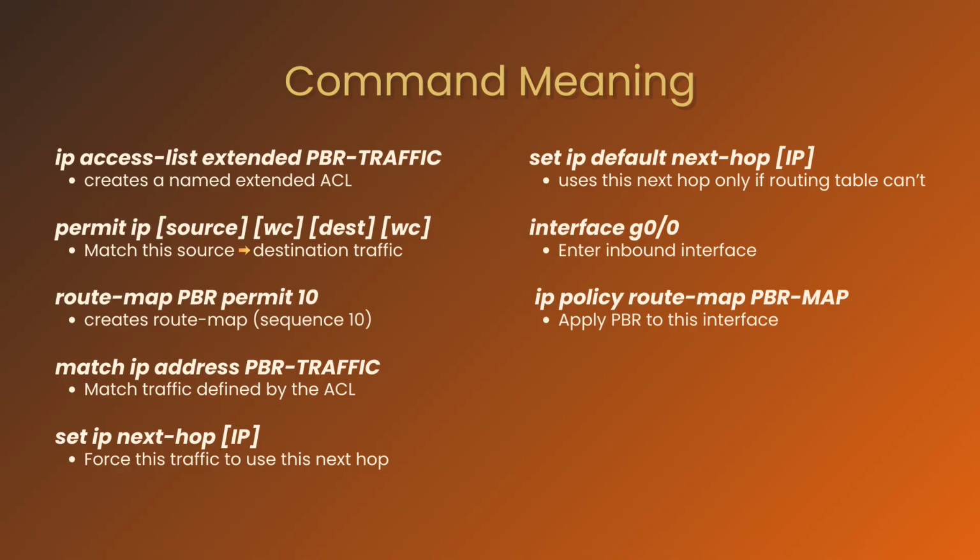match ip address PBR-TRAFFIC. This tells the router, use the ACL to identify which packets this route map must act on. set ip next-hop IP. This is where we override the routing table and tell the router exactly where to send the traffic. ip policy route-map PBR-MAP. This applies the route map to the interface, meaning incoming traffic on that interface will go through the PBR.